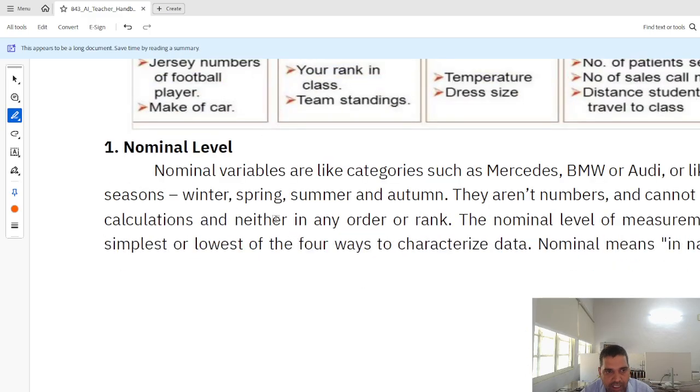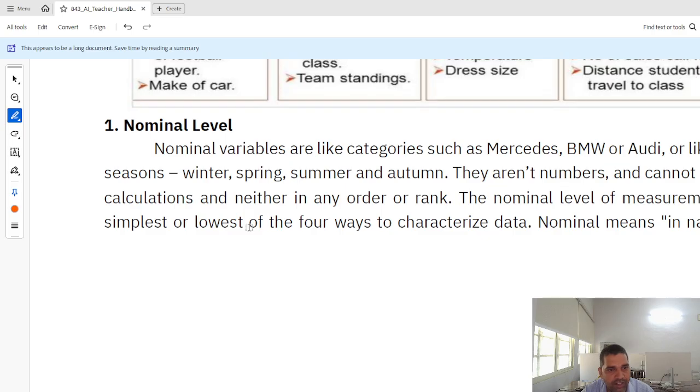So now let's talk about the nominal labels. These nominal variables are like categories in the nominal data, like Mercedes, BMW, where we give the name labels to the cars, like the four seasons, winter, spring, summer, autumn. If we classify the data like that, that is called the nominal label. They are not numbers. They cannot be used in calculations. Nominal data cannot be used in calculation, neither in any order or rank.